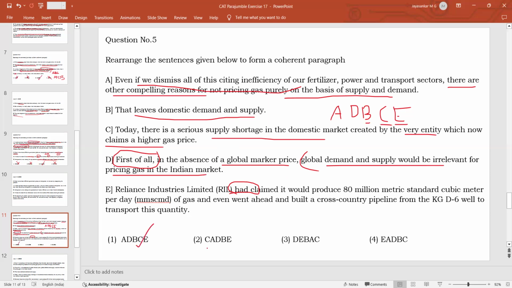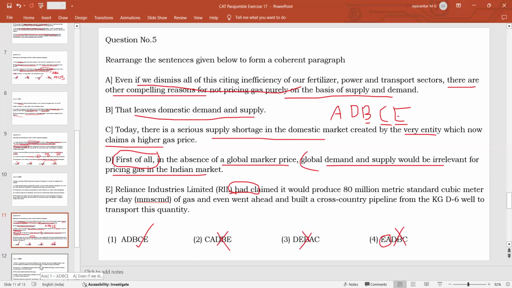CADBE, CA is not going to be a good pair. Even if you dismiss all of this, it cannot follow C, so you can ignore this. DEBAC, D, then E. No, E is always followed by B, so you can ignore this. Then EADBC, E. Even if we dismiss all of this, even if we dismiss Reliance doing all these things, again, illogical. EA cannot be a sentence pair, so that's also not a good answer. So this kind of rechecking you can do to reconfirm our answer.